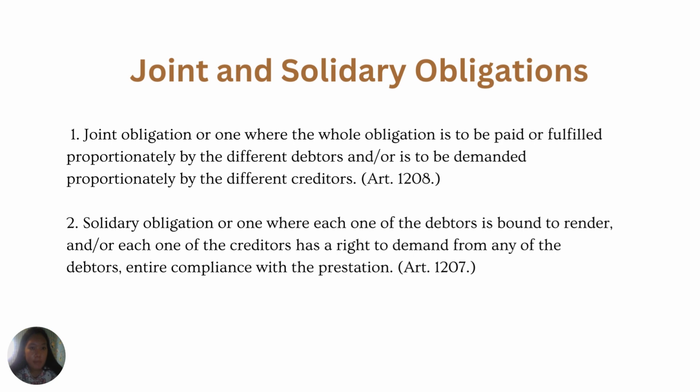Okay? So let us define the joint and solidary obligation. A joint obligation is one where the whole obligation is to be paid or fulfilled proportionately by the different debtors, and or is to be demanded proportionately by the different creditors. This is according to Article 1208. While the solidary obligation is one where each one of the debtors is bound to render, and or each one of the creditors has a right to demand from any of the debtors, entire compliance with the prestation. So this is according to Article 1207.